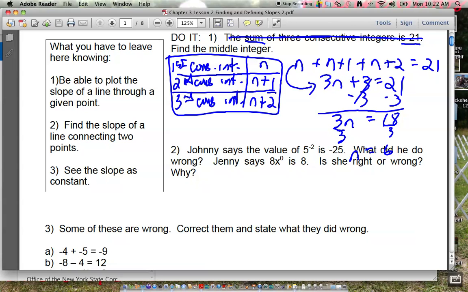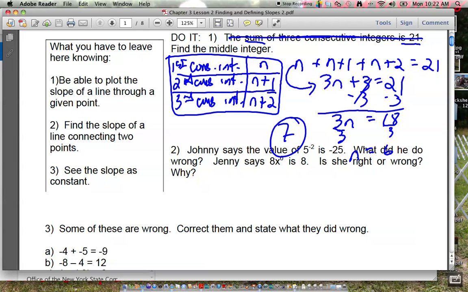So does that mean the answer is 6? No. What's the answer going to be? Go ahead. N equals 6. No. Go ahead. 6 plus 1? Yes, it's going to be 7. Why is it 7 and not 6?